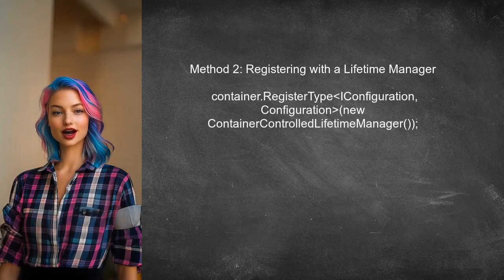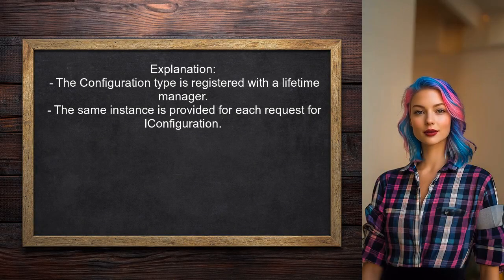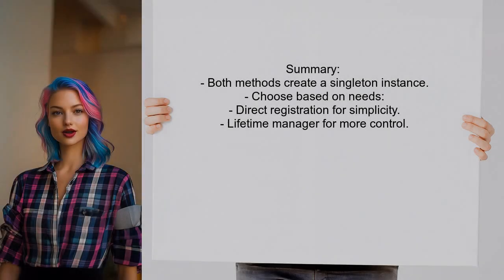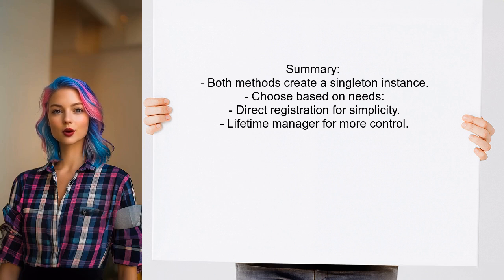Now let's look at the second method. This involves registering the type with a lifetime manager that controls the instance's lifecycle. In this approach, the user registers the configuration type with a container-controlled lifetime manager. This ensures that the container manages the instance and provides the same instance whenever iConfiguration is requested. In summary, both methods achieve the same goal of creating a singleton instance. However, the preferred method often depends on the user's specific needs for instance management and lifecycle control.